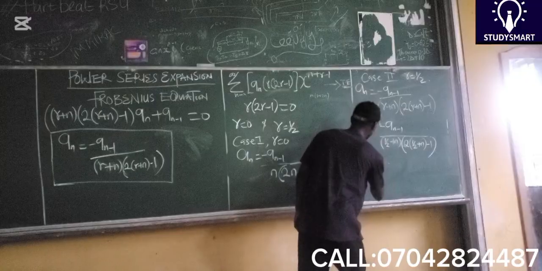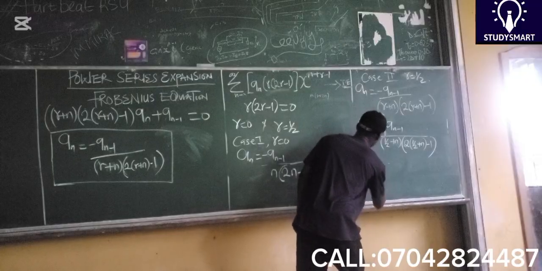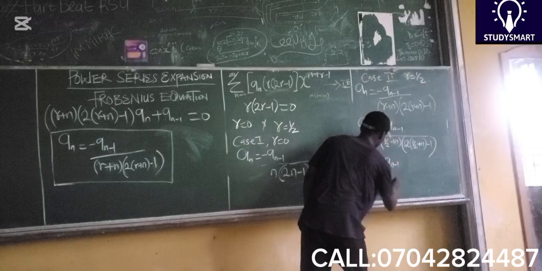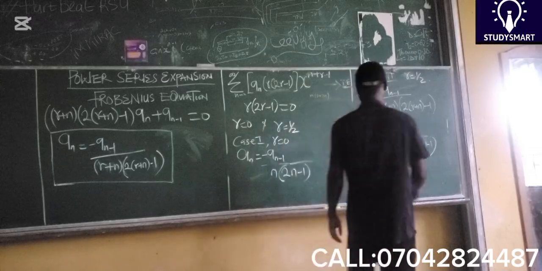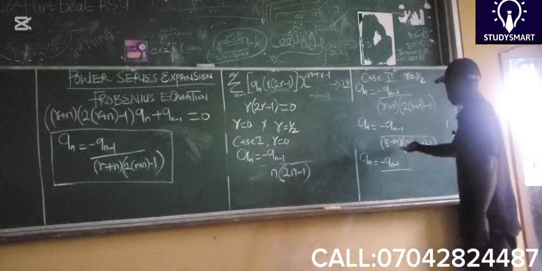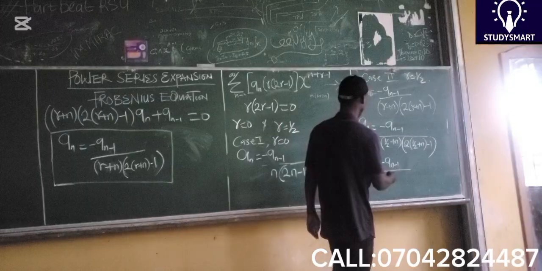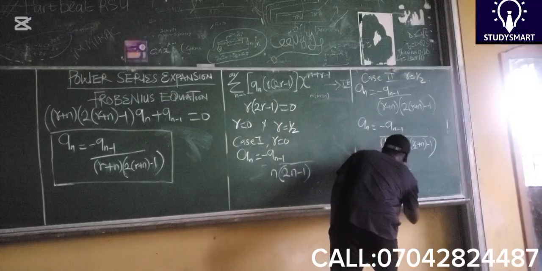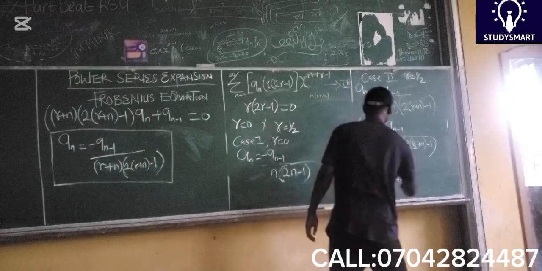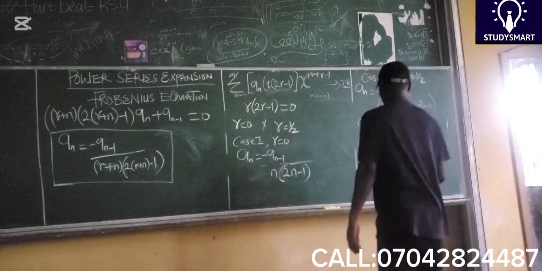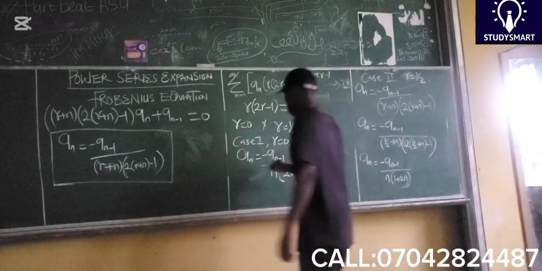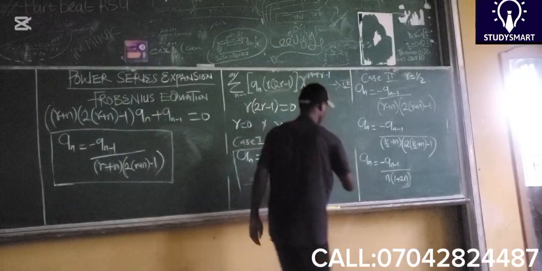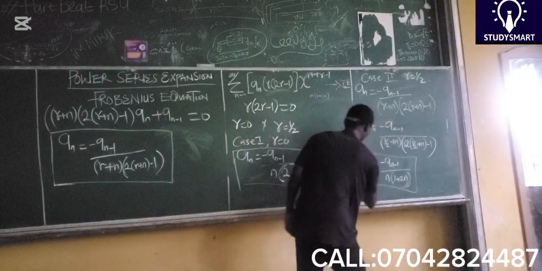Then from this point, a_n will be equal to minus a_(n minus 1) over, from this denominator, if you perform a factorization, you're going to have n into (1 plus 2n). So we have this now for case 1, and we have this now for case 2.